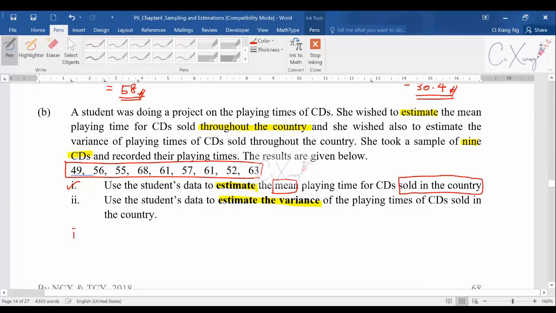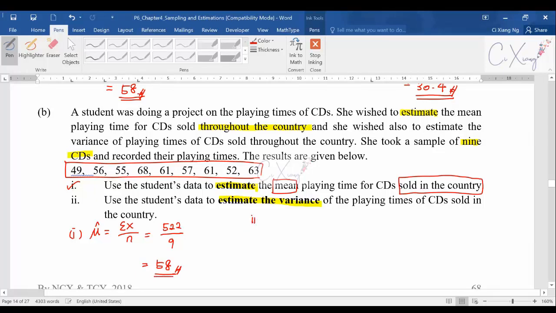Okay, so this is the estimation question. To calculate the estimated mean, what is the formula? Again, it is summation of x divided by n. So what is the summation of x? If you refer to part A, it is 522 divided by 9, and therefore you get 58. Very straightforward.